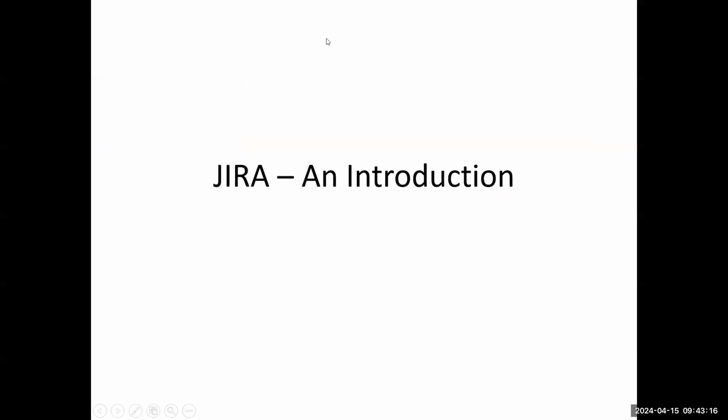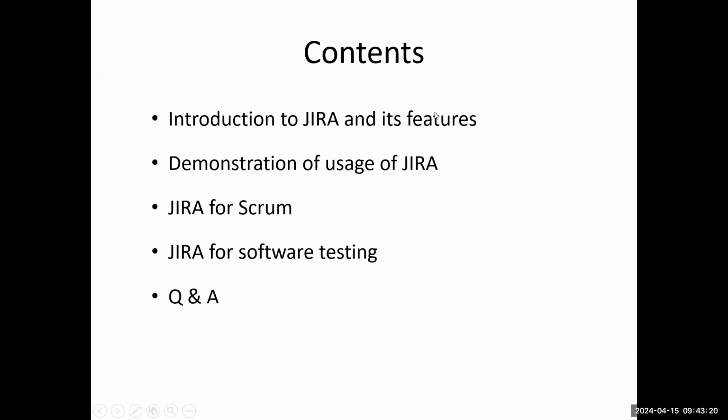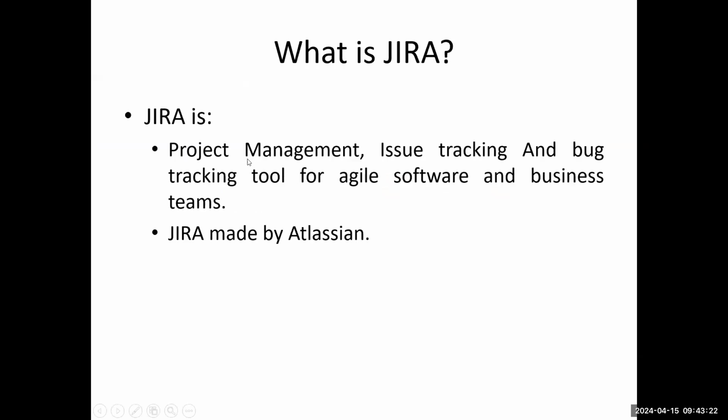So first of all, it is time to start with the Jira tool and what Jira is. So guys, let's understand Jira. It is a complete project management, issue tracking, bug tracking tool for agile software and business teams. And Jira is made by Atlassian, which is an Australian organization. Do remember that.